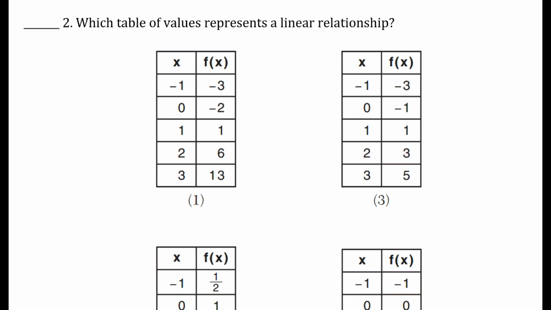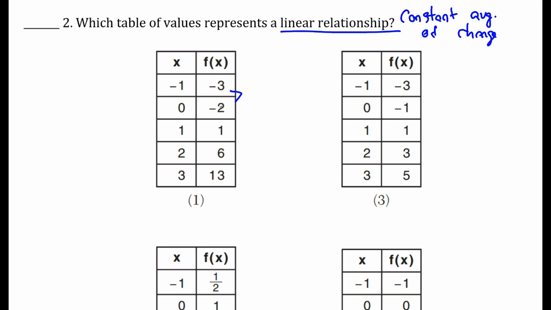Number 2, which table of values represents a linear relationship? The key thing that makes you linear is that constant average rate of change. You need a constant average rate of change. That means it doesn't matter what 2 points I find the average rate of change between, it better be the same number. So we look at function 1 here.